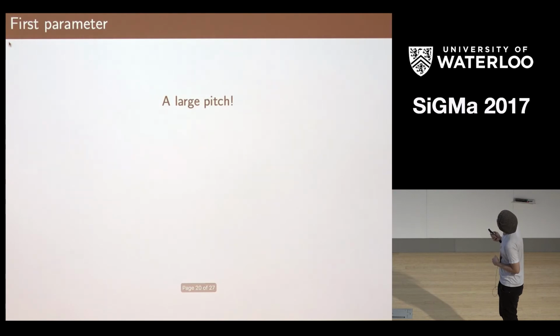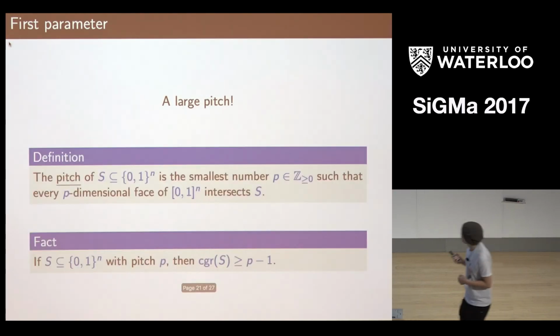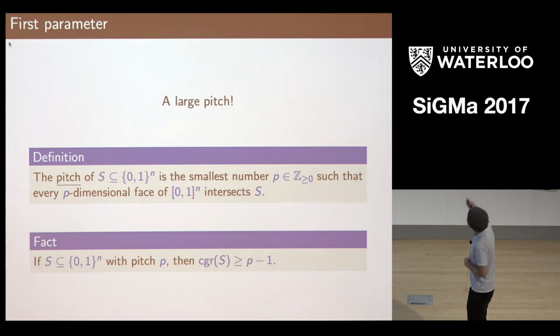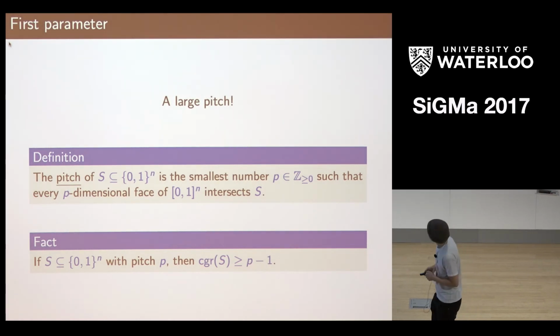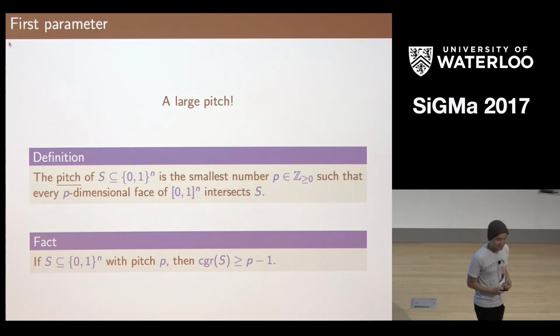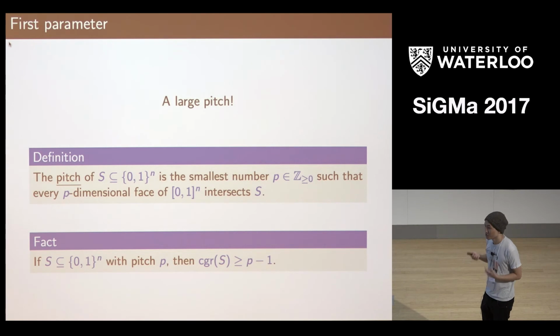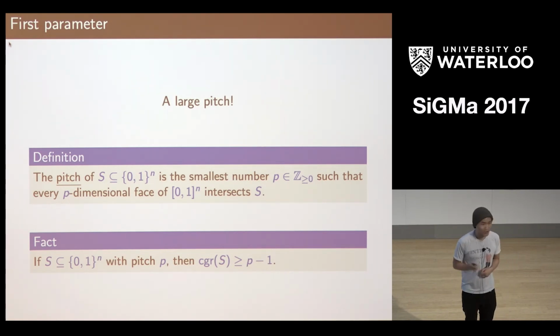The first one is what we call pitch. The pitch is the smallest p such that every p-dimensional face of the cube meets some vertex in S. And it turns out that if your set has large pitch, then the reverse CG rank is also large. So if you want a theorem, you definitely need to bound the pitch.